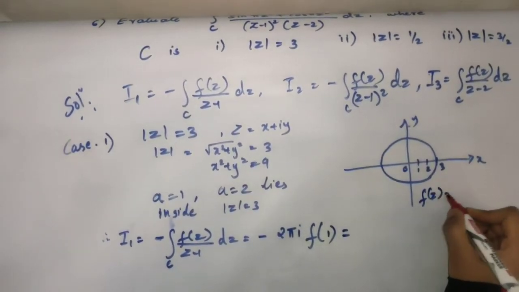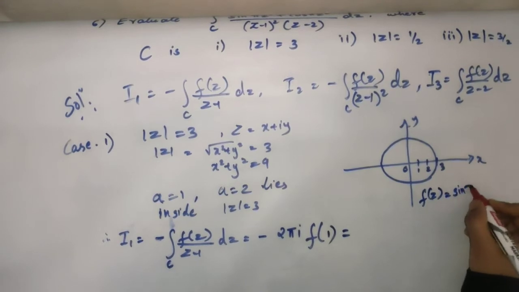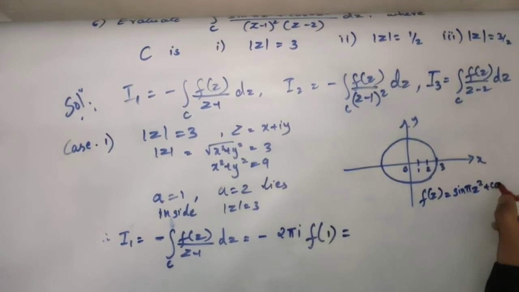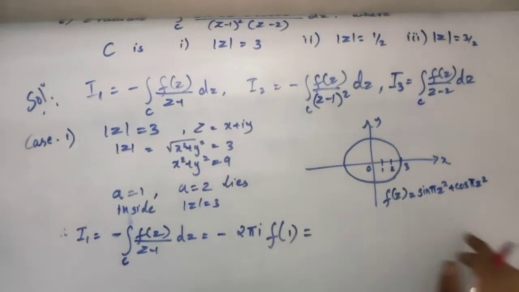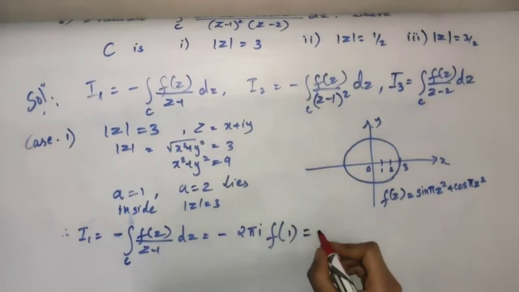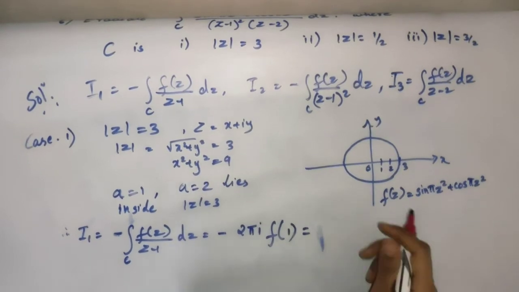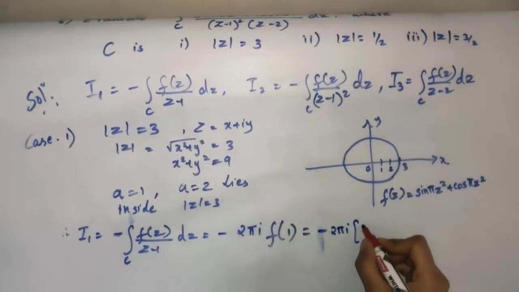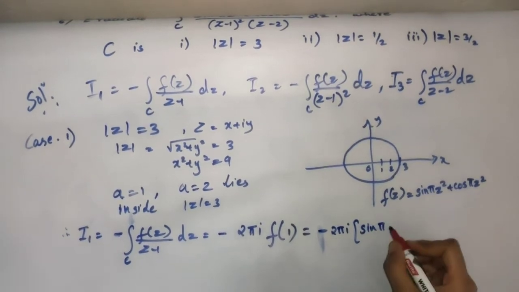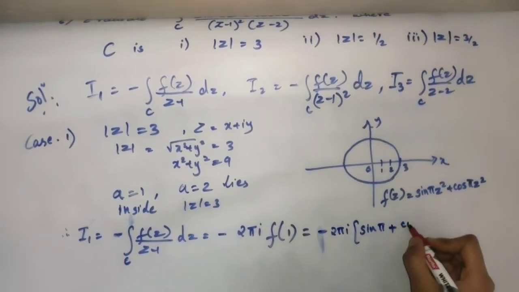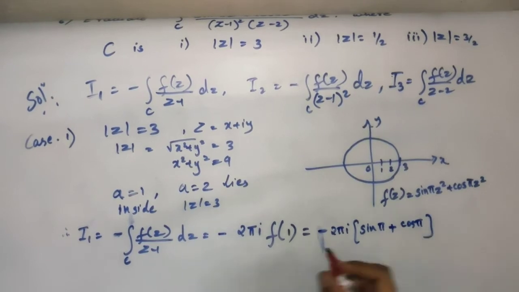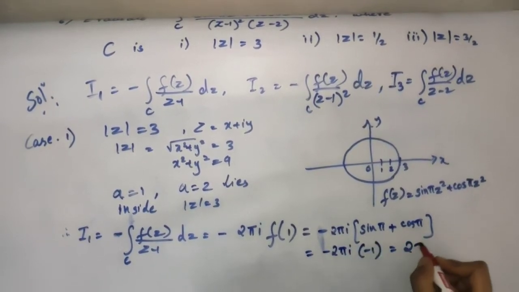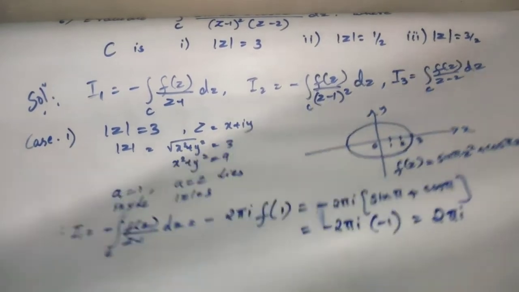Your f of z is sine pi z square plus cos pi z square, is it not? If I put z equal to 1 over here, it will be minus 2 pi i into sine pi z square plus cos pi z square at z equal to 1. So sin pi is 0 and cos pi is minus 1. So minus 2 pi i into minus 1 you get, which is plus 2 pi i. This is the value for I1.